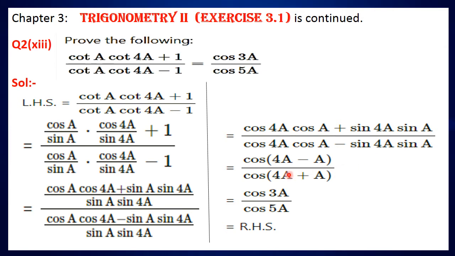And the numerator is of the form cos A cos B plus sin A sin B, which is equal to cos(A minus B). Here A is 4A and B is A. And the denominator is of the form cos A cos B minus sin A sin B, which is cos(A plus B), that is cos(4A plus A). Now 4A minus A is 3A, 4A plus A is 5A. So cos 3A upon cos 5A, which is the RHS.